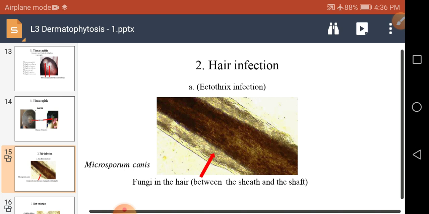Hair infection. There are three types of hair infection. A, ectothrix. You see here, this is hair. The dark part in the middle is the hair shaft. The covering is the hair sheath. When the fungus is found between the hair sheath and the hair shaft, this is known as ectothrix. Here, the cuticle of the hair is broken. The commonest cause is Microsporum canis.